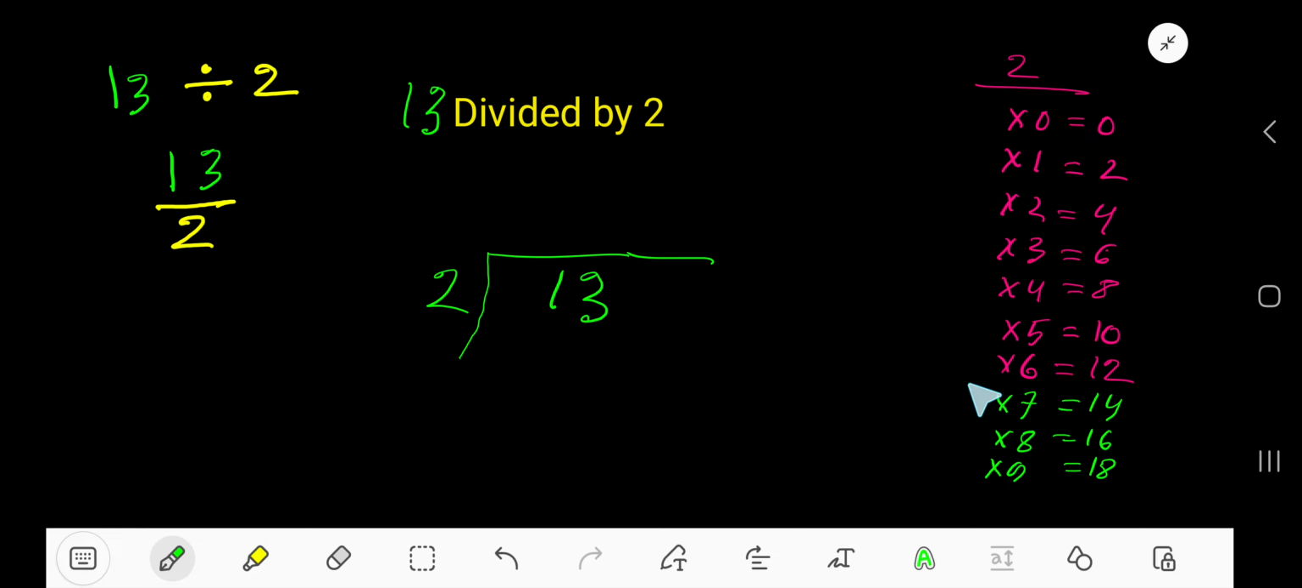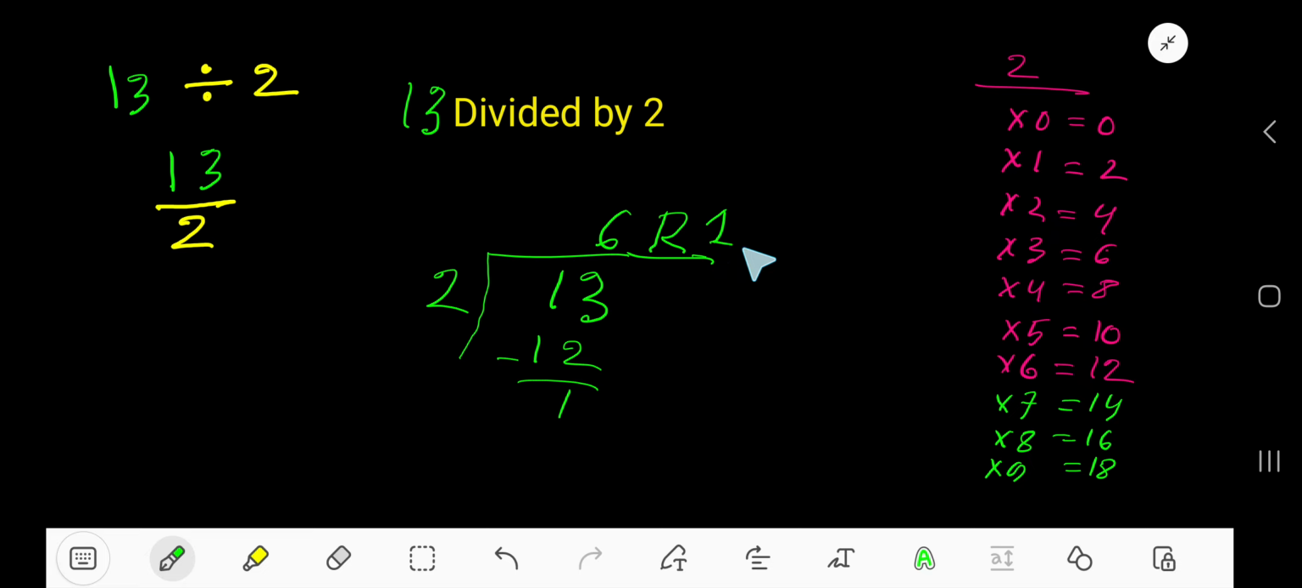2 goes into 13 how many times? Look, 6 times is 12, 7 times is 14. Just add 2 to the previous step, and you will get this. So 14 is greater, so 12, 6 times. 6 times 2 is 12, subtract, 1. So here the quotient is 6 and the remainder is 1.